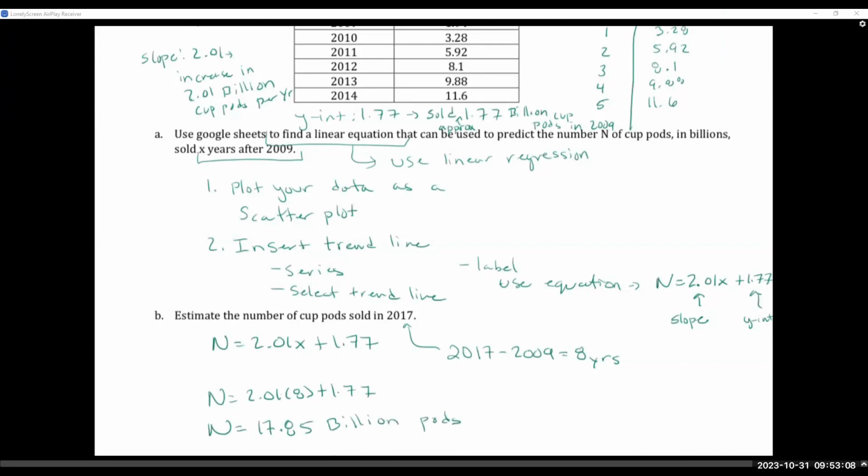I started at 2014 and I just added 3 years. Oh, yeah. See, because our model is based off of 2009 being our initial value. We want to compare all future predictions to that starting year. Okay. Yeah. I understand what you're saying. If we plugged in 3 years to this, it would be 2.01 times 3 and added on 1.77.